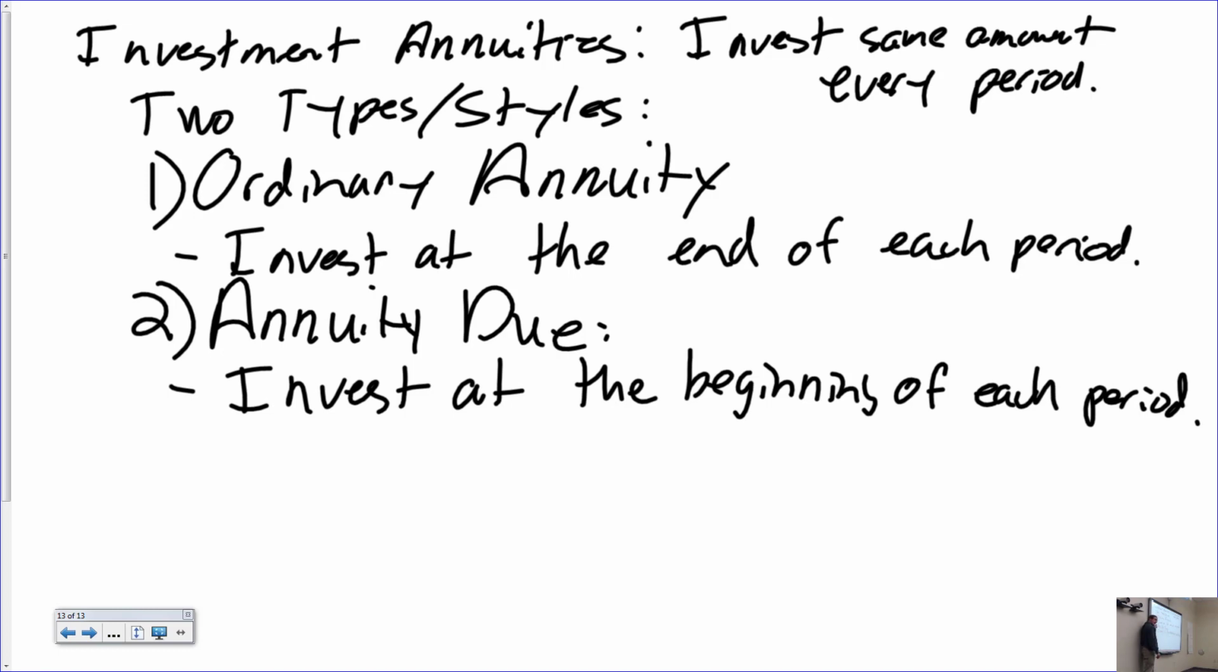If you invest at the beginning, how much interest do you earn for the first period? You earn real interest. If you invest at the end of that period, how much interest do you earn in that first period? None, right? That's the way we ordinarily work. We put the money in at the end of the month when we get paid, and for that month, we didn't get any interest. We have to wait till next month to start getting it. So that's the difference between these two.